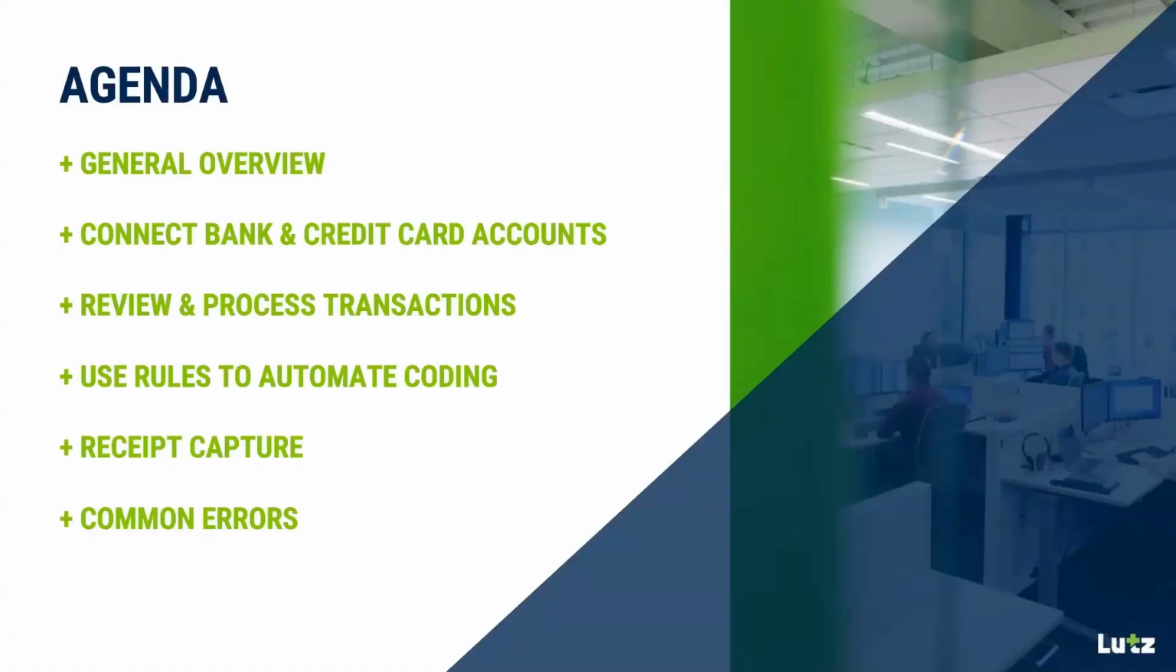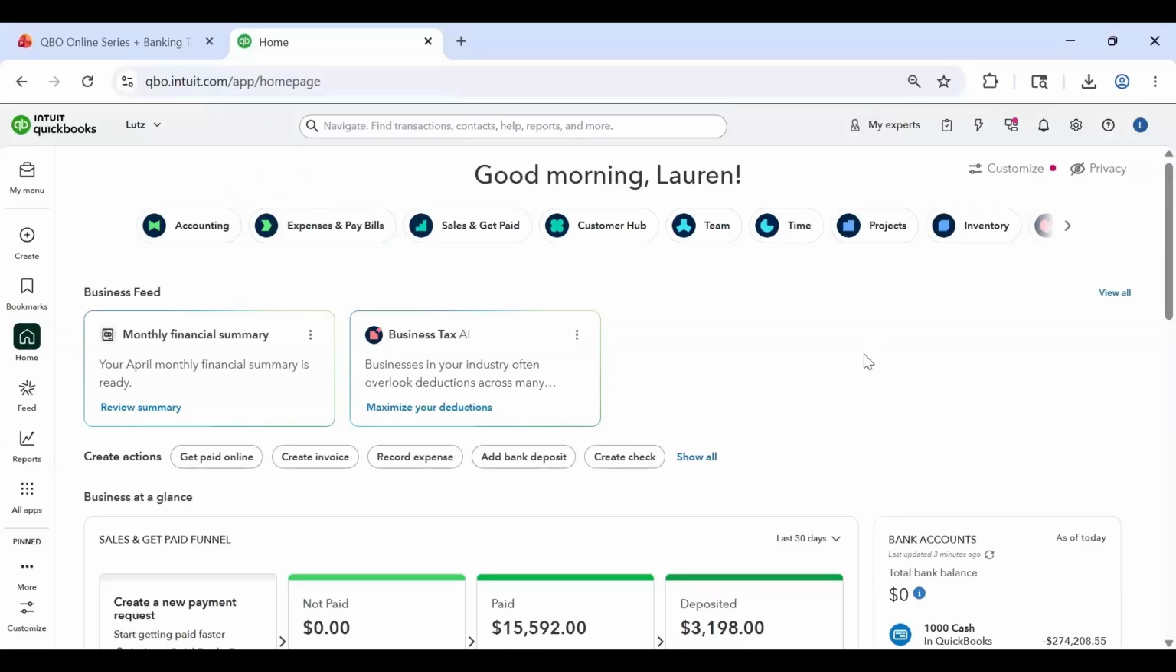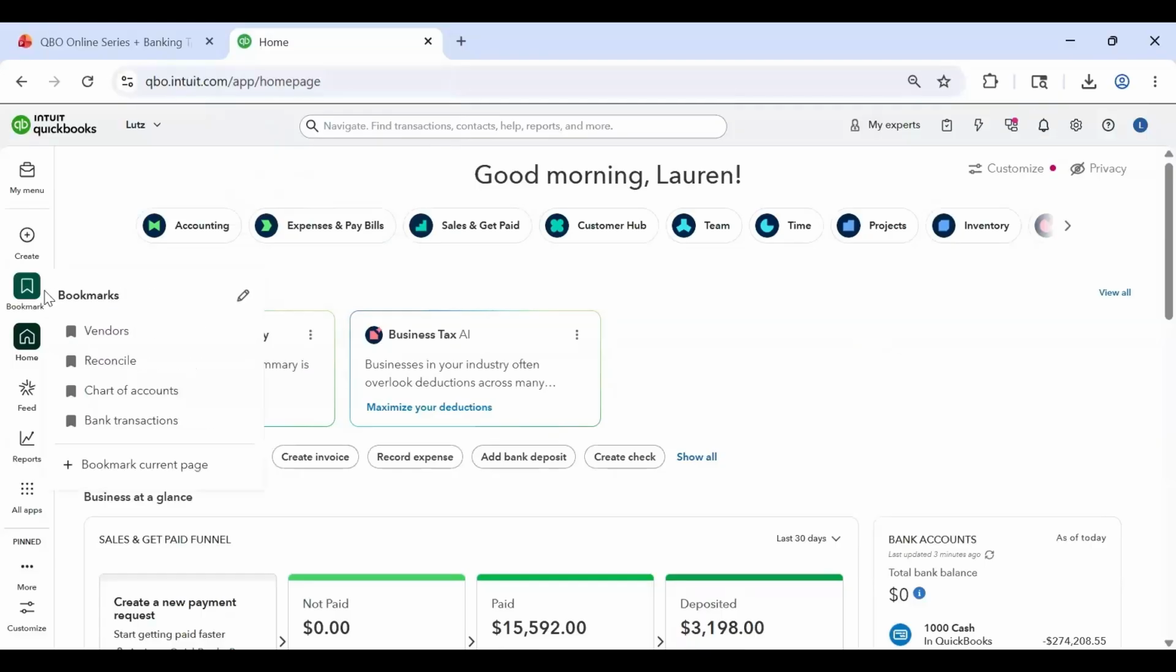So I'm going to switch over to QuickBooks to show you guys on the website how to do some stuff. So this is what QuickBooks is going to look like when you open it. I'm sure you're familiar. We're going to access bank feeds. I'm pretty sure QuickBooks automatically bookmarks bank feeds for you. So if you go over here to bookmarks, you can go down here.